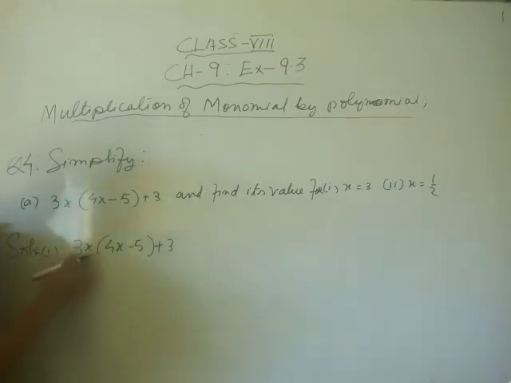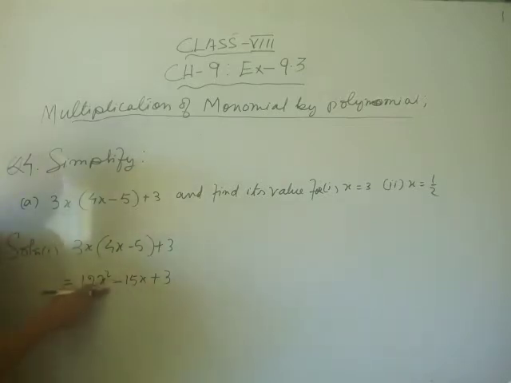Okay, clear? Now see here, we have to multiply 3x with 4x, and again 3x with minus 5. That means 3 fours are 12, x into x is x squared, and minus 3 fives are 15x. So we get 12x squared minus 15x, and this plus 3 stays as it is. Okay, then next, what we have to do is look at the plus or minus operation.